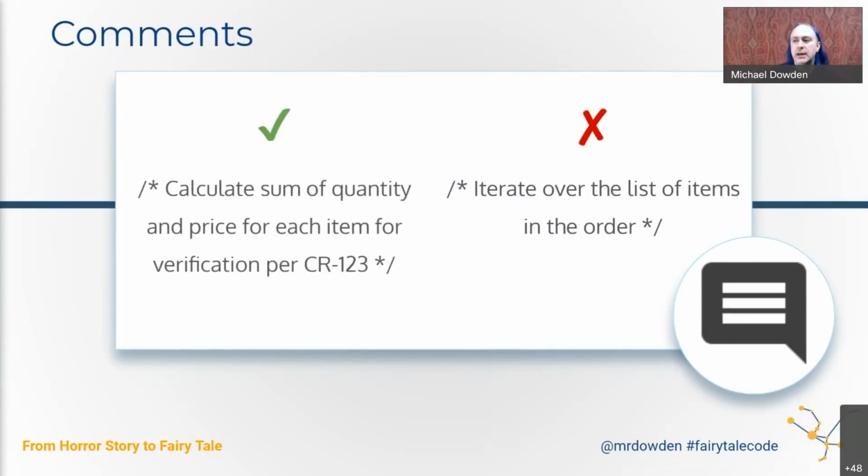So for example, here I am calculating the sum of quantity and price for each item, and then for verification per CR123. That's not just repeating the code, that's telling me something valuable. And maybe I don't need that comment on calculating the sum of quantity and price. Maybe that's totally redundant because it's obvious in the code, but it might not be. If I'm just passing a bunch of objects into a function and I don't get to see which properties are being extracted, it might not be obvious there. So I need to consider carefully how much comment I need to be meaningful without being too verbose.